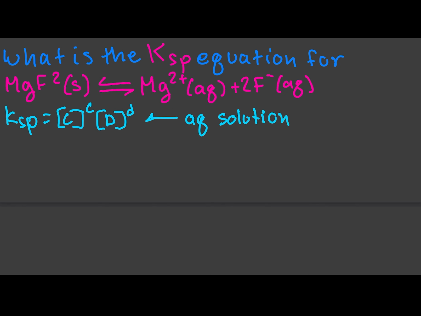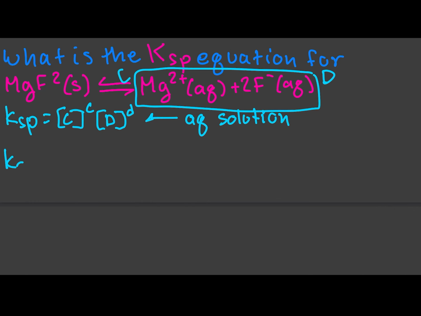Now from here, all we need to do is directly substitute the C values, both the big C's and little c's, for the values in this equation right here. So all we have to do is assign either C or D to either one of these, it doesn't really matter. So I'll do C for magnesium and then D for fluorine.